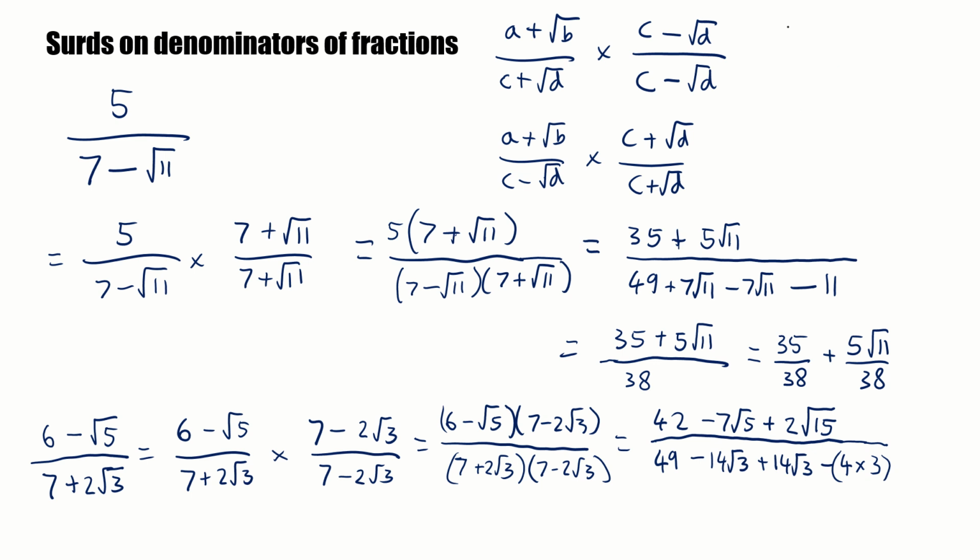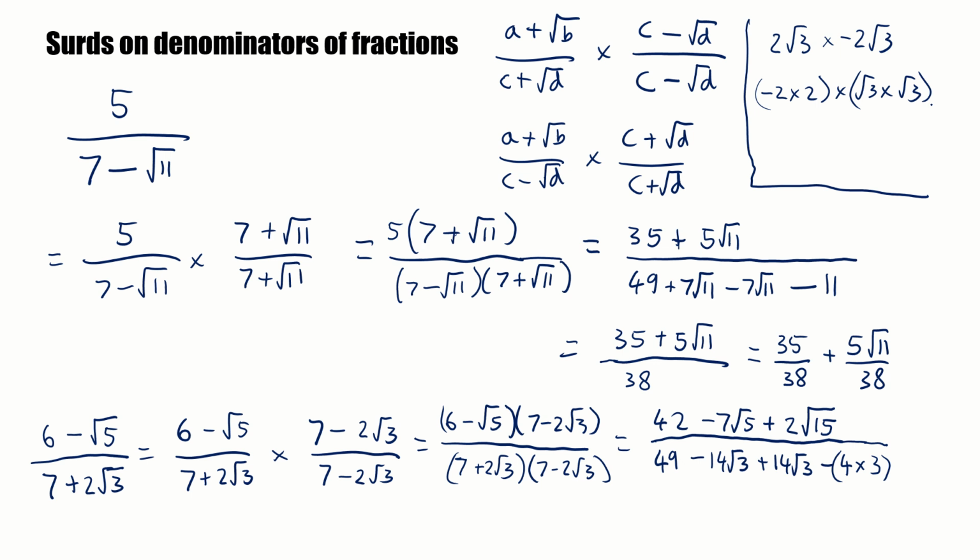So do be really careful about that sort of stuff. So just rewriting out there what I was doing there. 2 root 3 times by minus 2 root 3 is the same as 2 times by minus 2 times by root 3 times by root 3. The reason you're allowed to do that, by the way, is because multiplication doesn't matter what order you do it in. So as everything means multiply, 2 root 3 means 2 times by root 3, so on and so forth. That's how you're able to split it up and end up with minus 4 times by 3.